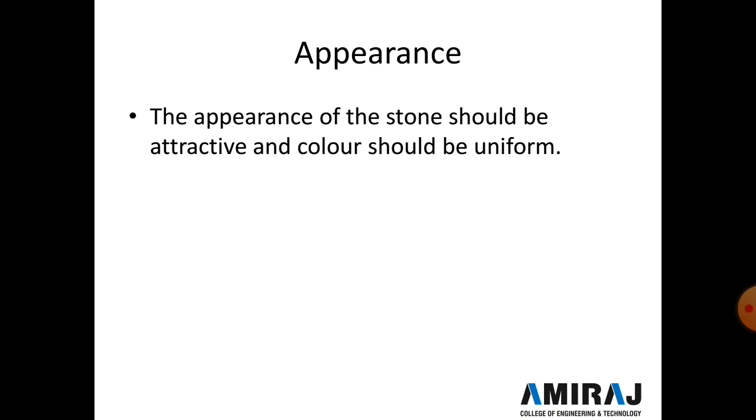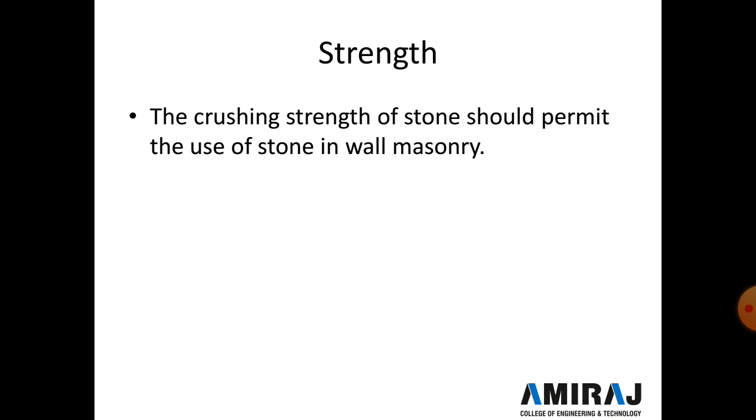Next is the appearance. Appearance is an important point in stone masonry work. The appearance of the stone should be attractive and the color should be uniform. Sometimes we use different colors of stone available in the market, and as per our knowledge, the strength and our attractive view, we select a stone for good appearance.